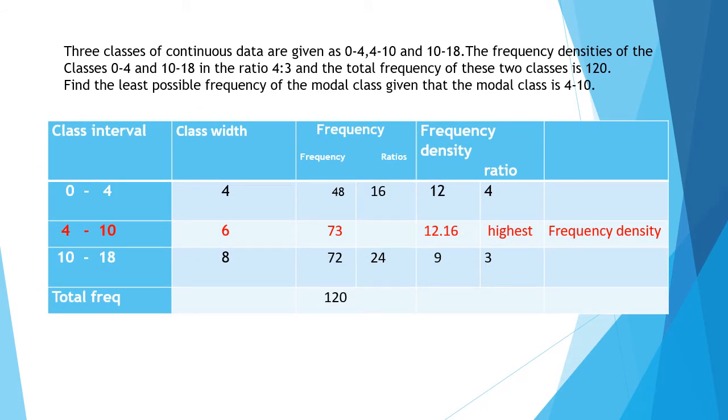Now I am going to input this information into a table. Firstly, I have the class intervals 0 to 4, 4 to 10 and 10 to 18. So I can calculate the class widths: 4 minus 0 is 4, 10 minus 4 is 6, 18 minus 10 is 8. Given that the ratio of the frequency density in the classes 0 to 4 and 10 to 18 is 4:3.